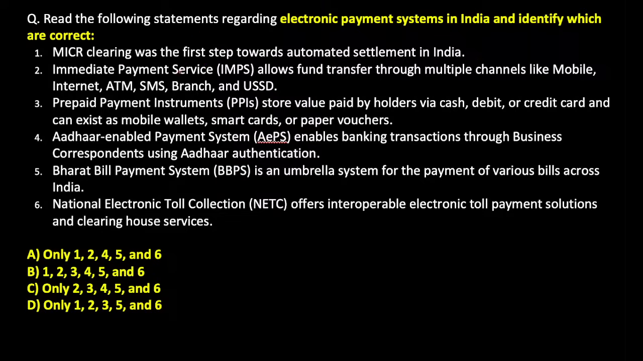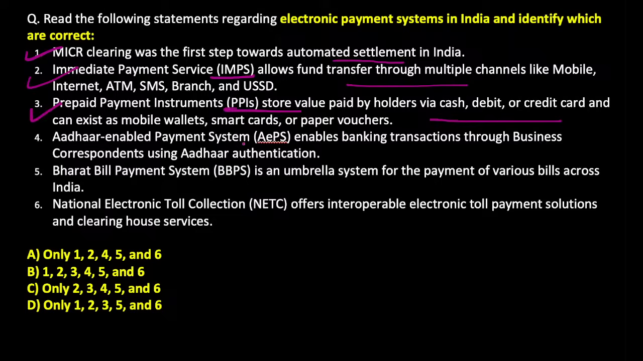So MICR clearing was the first step toward automated settlement in India, and even in the world. This was the very first one. The second one is Immediate Payment Service, IMPS, which allows fund transfer through mobile channels, like PPI stored value paid by holder, cash, debit and others.